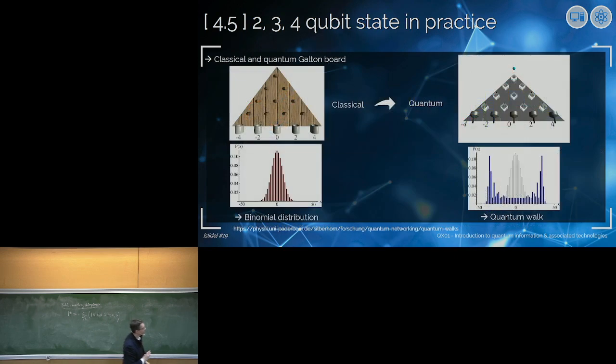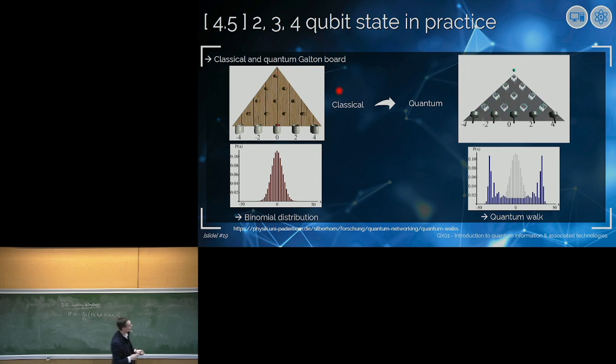In fact, I'll give you a good example. All of those are extracted from this website. I like this because it's a nice illustration of this path encoding and the difference between classical and quantum behavior. What you have here is what is called a Galton board. You have a classical Galton board and a quantum Galton board.